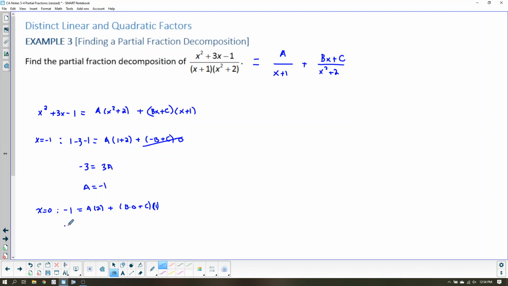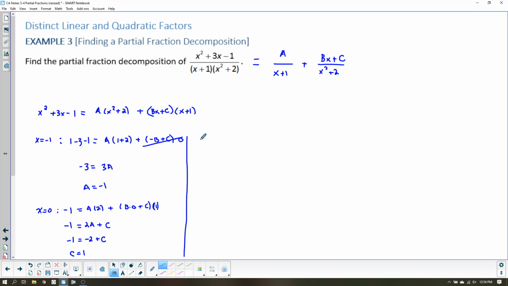Okay, so -1 equals 2a plus c is our equation, but we already know a, so we can plug that in. So -1 equals -2 plus c. Add this over, and you get c is equal to 1. All right, so we've got the a, b, and c.